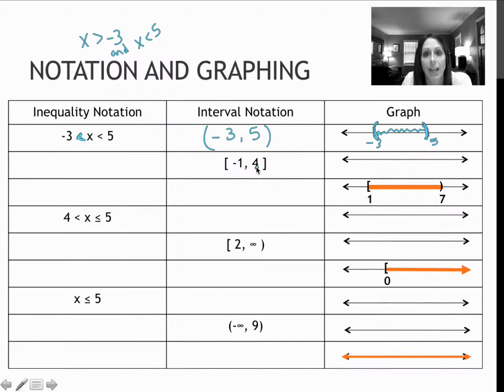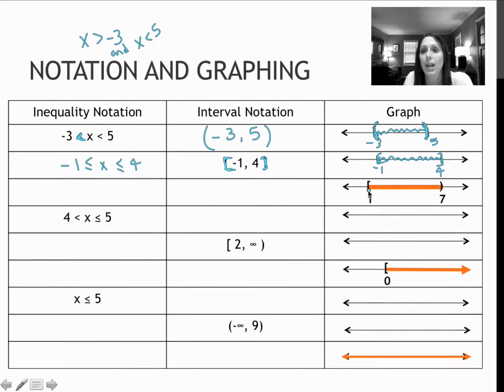Now looking at the next one, negative 1 to 4, notice these brackets are closed. These are a different bracket, not the parentheses, but a closed bracket. This means negative 1 and 4 are both included. So on the inequality side, it's going to look the same over here, but now it's going to be or equal to. So negative 1 is less than or equal to x is less than or equal to 4. And then over here, negative 1 with the bracket, 4 with the bracket, shaded in between. All of the shaded stuff represents all of the different solutions that would work.